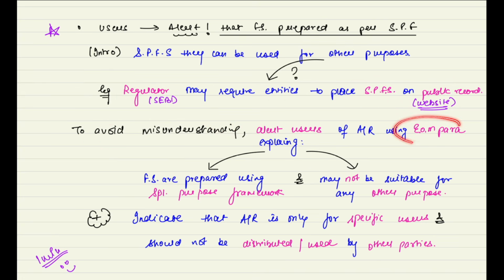Which para? EOM para. Please remember, EOM para, stating that they are prepared as per special purpose framework, so not suitable for any other purpose. Special purpose framework for whom? For specific users. So not distributed, not used by any other user. Easy peasy. Come on, easy peasy.